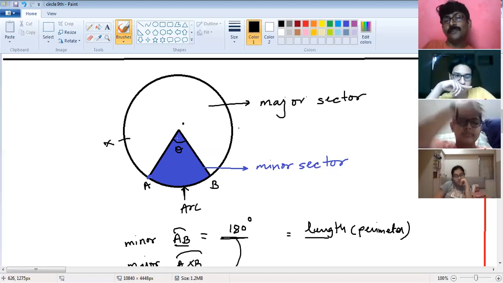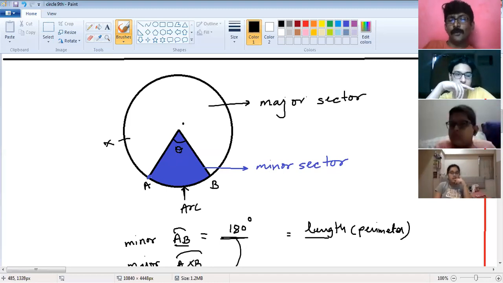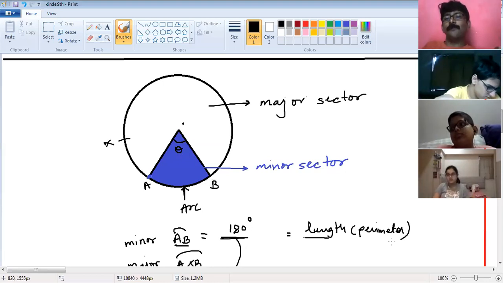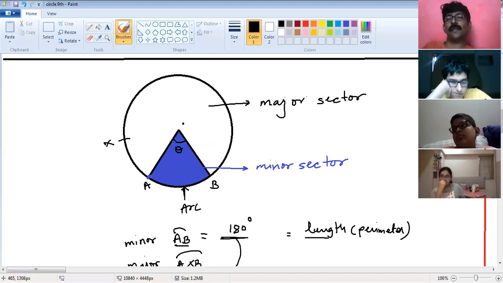And what if this theta is exactly 180 degrees? Then it is called a semicircle. I hope you understood. You'll have to understand, students, one more thing. See, this arc is generally measured in two ways. One is in degree format and one is in the perimeter format. If it is in the degree format, then it is generally considered that this angle is the same as this central angle. Now, what is this?